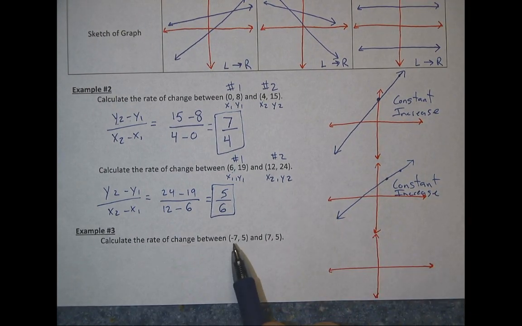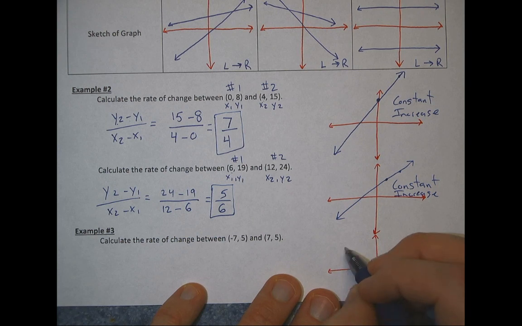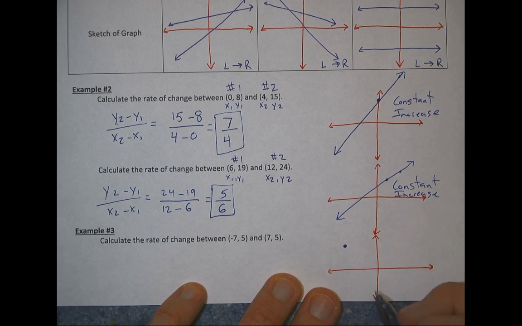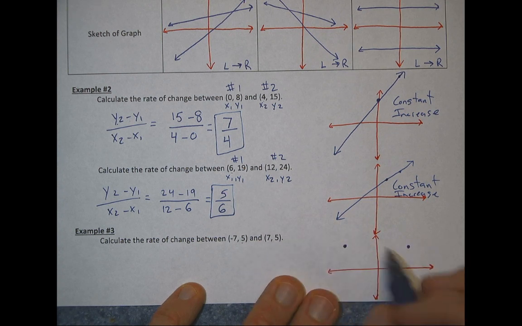Last one, example number 3. Let's calculate the rate of change between this and this. Now, if you notice, the y values have not changed. So negative 7, 5. I went negative 7 to the left, up 5. And then if I went positive 7 over here somewhere, but then up the same amount because it's 5. Okay, they both went up 5.